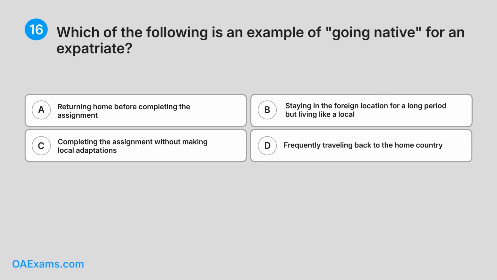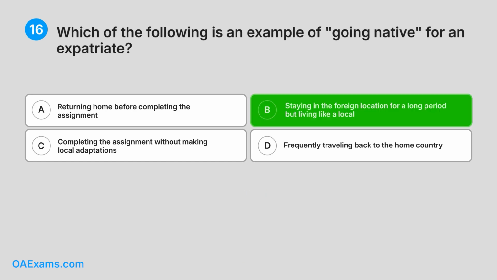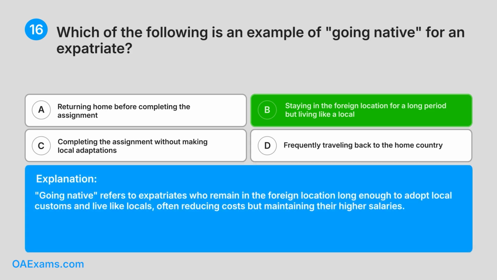Correct answer. B. Staying in the foreign location for a long period, but living like a local. Explanation. Going native refers to expatriates who remain in the foreign location long enough to adopt local customs and live like locals, often reducing costs but maintaining their higher salaries.